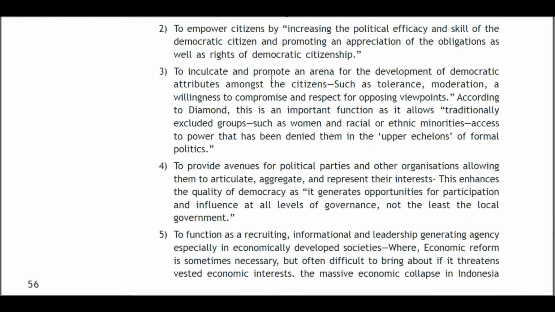Third, to inculcate and promote an arena for the development of democratic attributes among the citizens such as tolerance, moderation, a willingness to compromise, and respect for opposing viewpoints. According to Diamond, this is an important function as it allows traditionally excluded groups such as women and racial or ethnic minorities access to power that has been denied them in the upper echelons of formal politics.